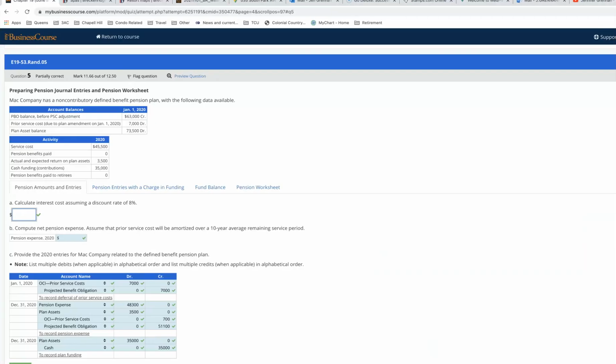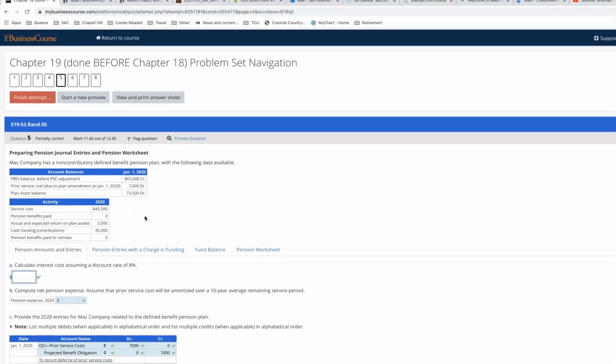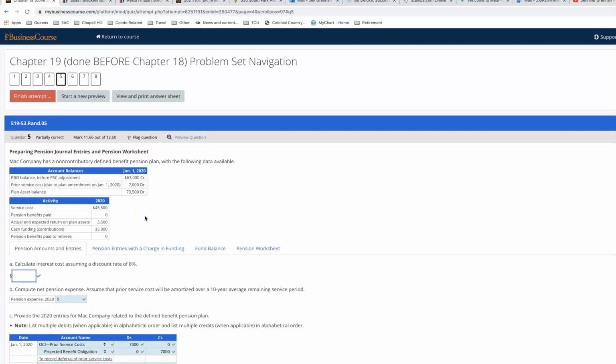Hey students, for this I'm going to take you through the homework that's in MBC. Now remember, your homework in MBC, you're going to get two different grades for it. I'm going to do the normal grading for the homework, so anything over 75 counts as a 100 for your Chapter 19 homework grade. However, you're going to get a second grade on this, and this will be the actual numerical score. That will be your pension project grade.